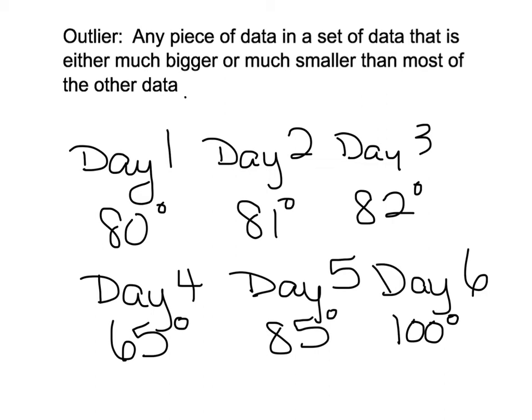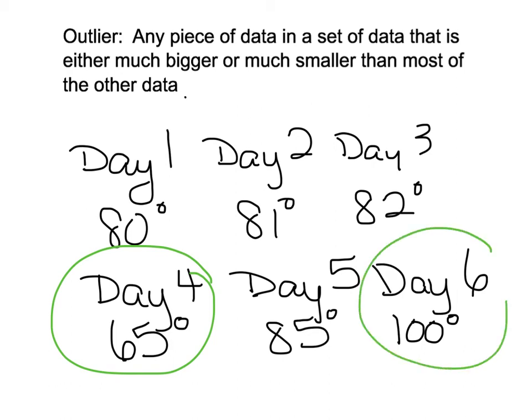Let's say that these statistics that I'm showing you here are like the first 6 days of summer break and the temperatures. Day 1, it was 80 degrees. Day 2 was 81. Day 3 was 82. Day 4 was 65. And day 5 was 85. And then day 6 was 100 degrees. What do you think the outliers in this set of data are? Well, if I had to choose, I would say 65 is an outlier because it's much cooler than most of the other days. And then day 6 is pretty much an outlier too because that's much hotter than the other days. Okay, so that's what an outlier is.